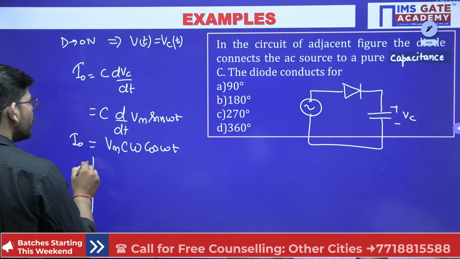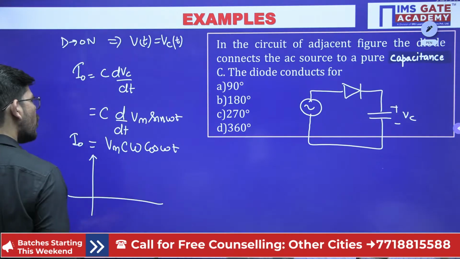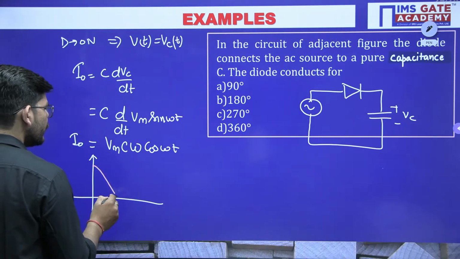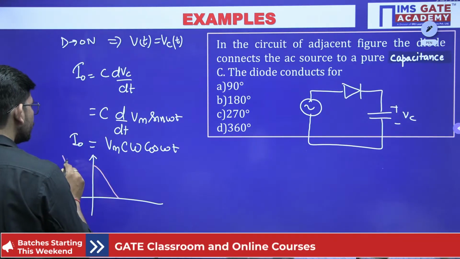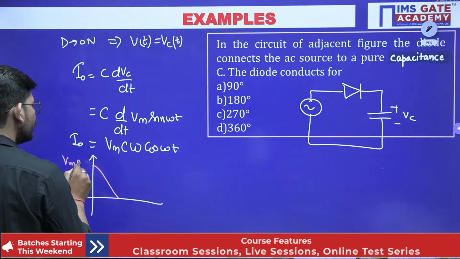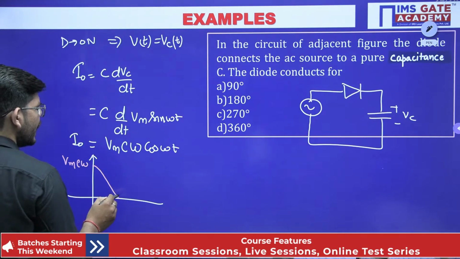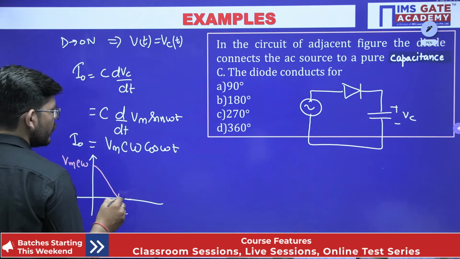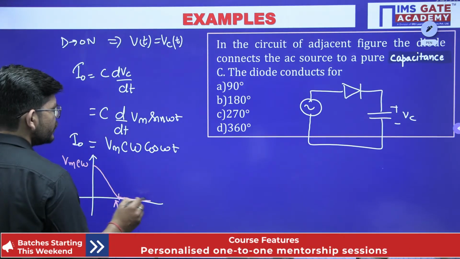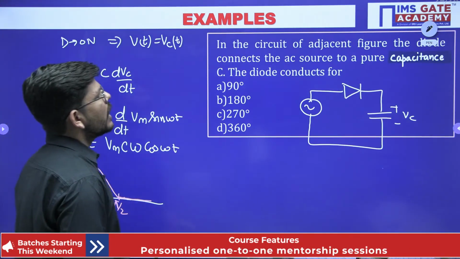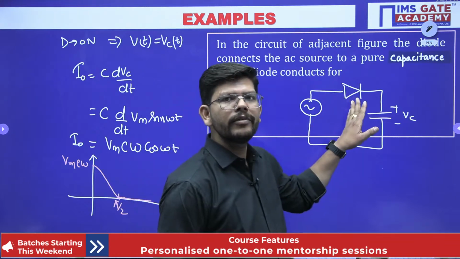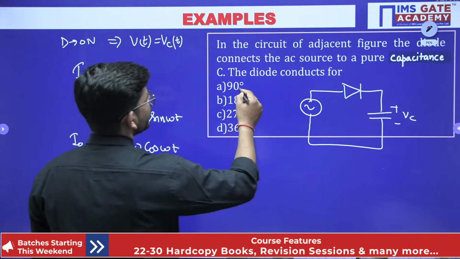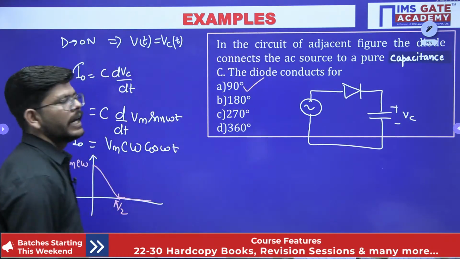If I plot this current, it follows the cosine curve, isn't it? It has the maximum value of Vm into C into omega. As soon as we reach pi by 2, you can see the current has become 0, and from there onward it will remain 0. So if I ask for what duration the diode will be conducting with a capacitor load, it will be conducting only for 90 degrees.